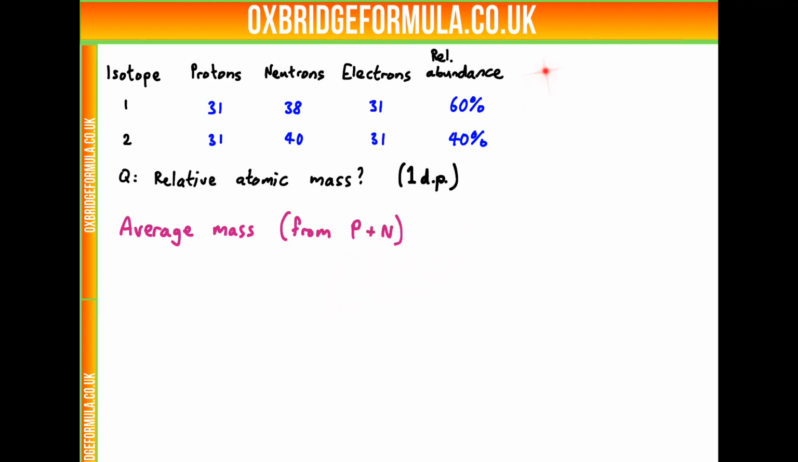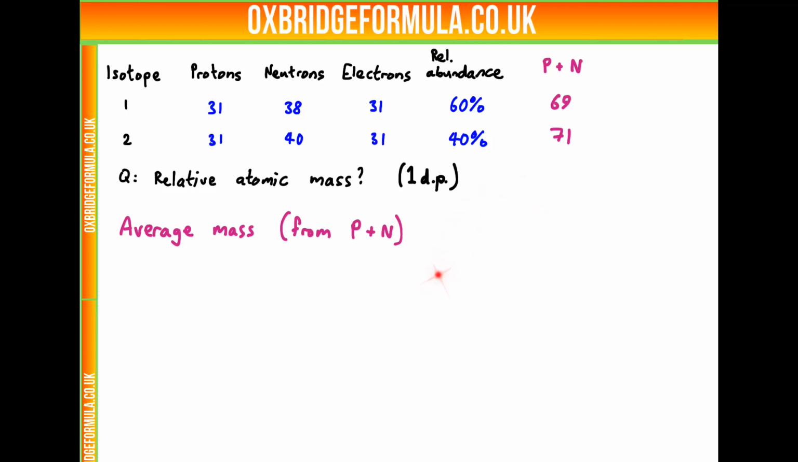So let's set up a quick column in this table to work out the total number of protons and neutrons. They, of course, both weigh approximately the same, and they both weigh 1 unit in terms of the relative atomic mass units. So we're simply adding 31 and 38 for this one. That takes us to 69, and 31 plus 40 for the second isotope, which takes us to 71. So that is the mass of each of these 2 isotopes, but we're interested in the average of these 2 based on these relative abundances.